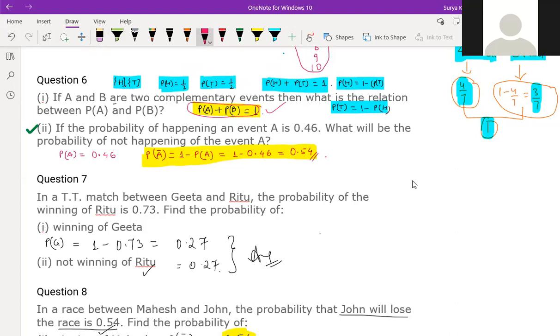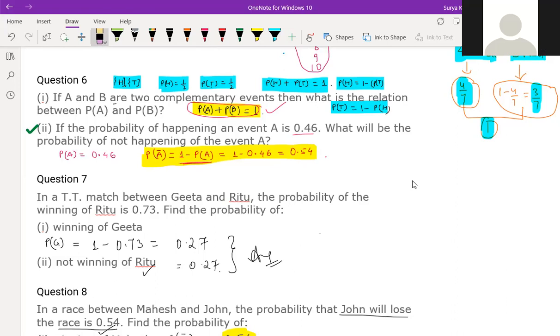Is it clear? Yes. Sum of two events is equal to 1. So here the second question is based on that only. If the probability of happening of an event is 0.6, the not happening is what? 1 minus 0.6 is 0.4. Is it clear, children, or not?